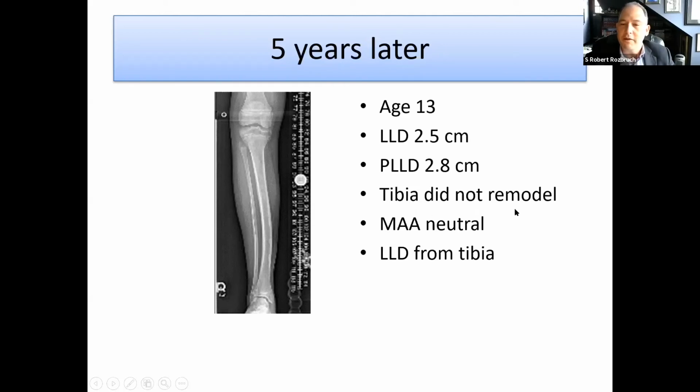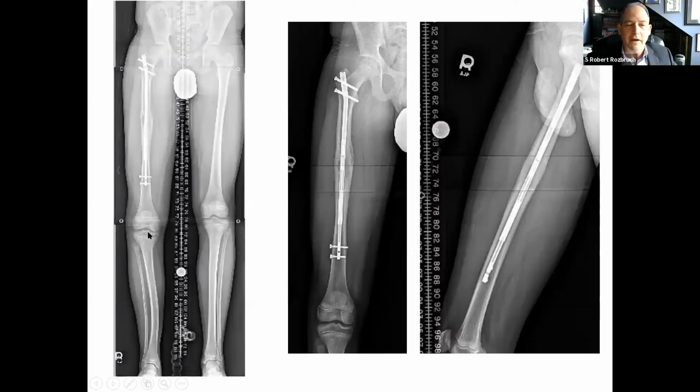Of note, the tibia did not remodel, the mechanical axis is neutral, and the leg length discrepancy is all coming from the tibia. So the question is, what do we do now for that leg length discrepancy? And the options are to either do it in the femur or the tibia. Now, the tibia is the place of the leg length discrepancy, and so certainly I discussed that with the patient and the parents as a primary option.